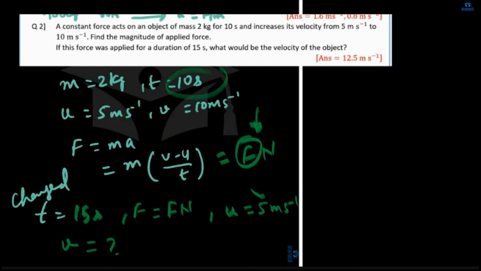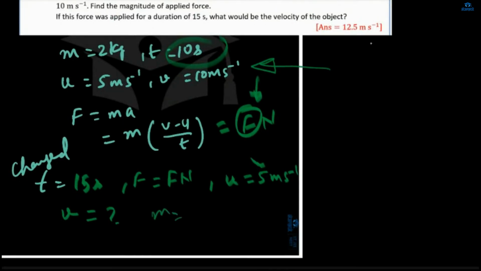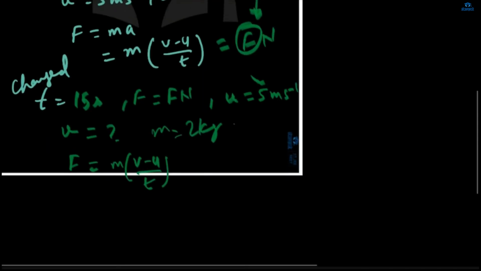It's only saying the force is applied. The same force is applied. Force is not getting changed, but because the time duration has changed, velocity will also change. So we have to find v. Mass will be the same, equal to 2 kg. The formula will be the same, F equals m times (v minus u) by t. So we have to find v.